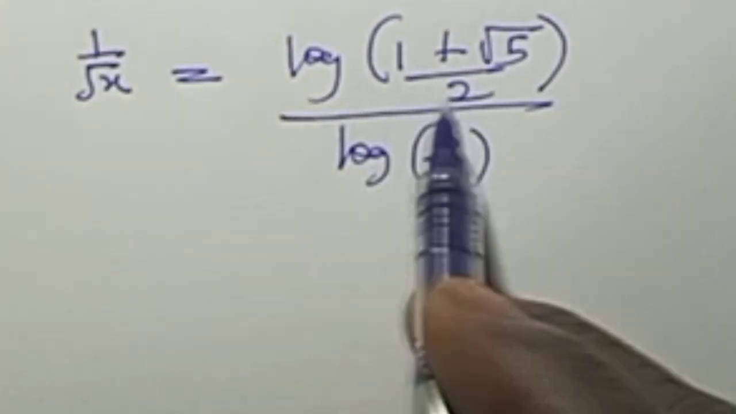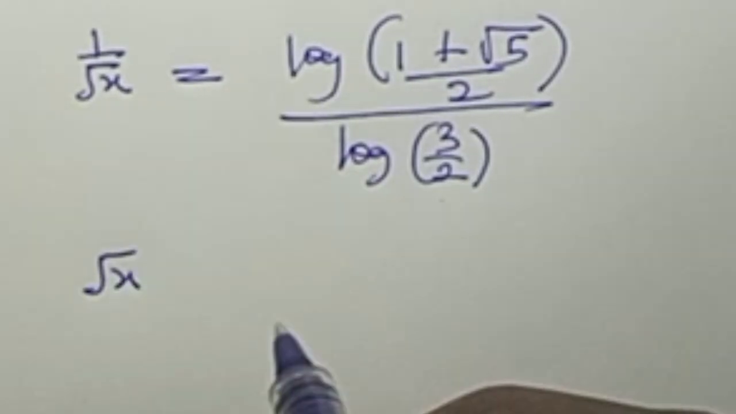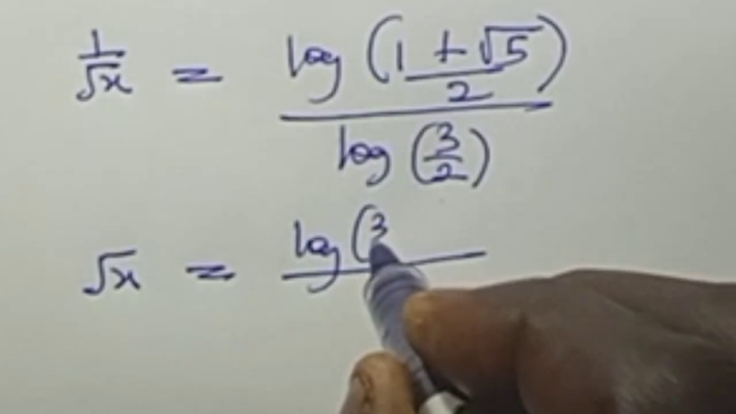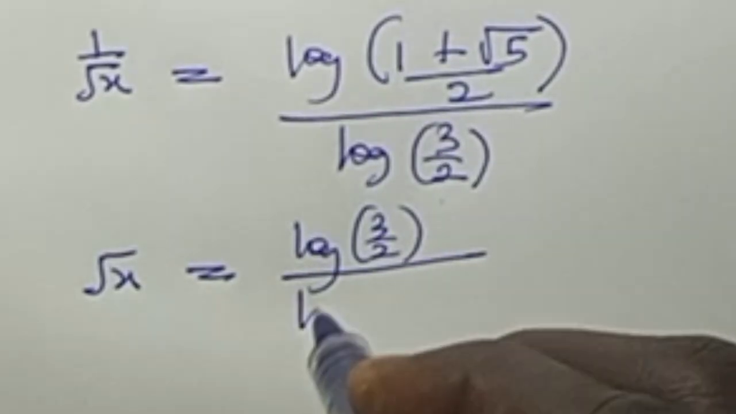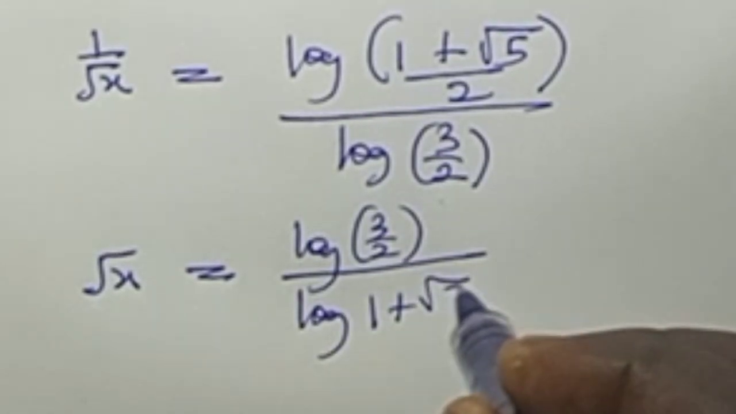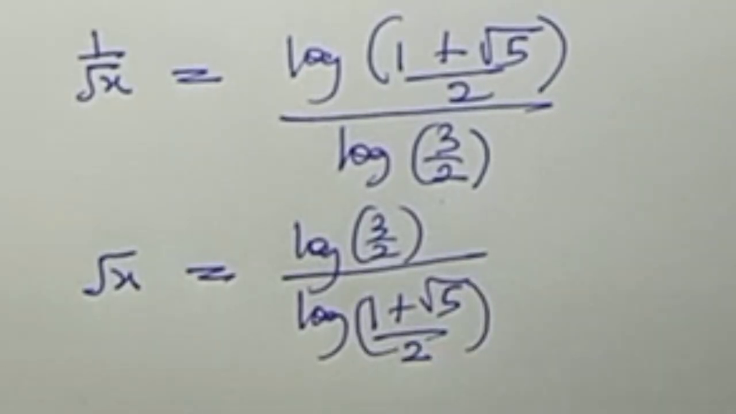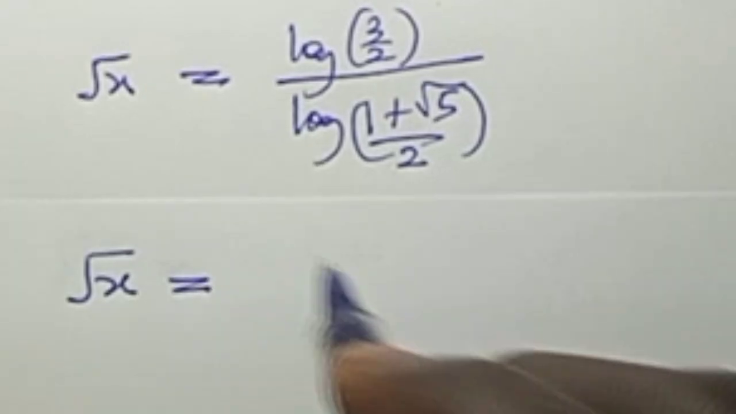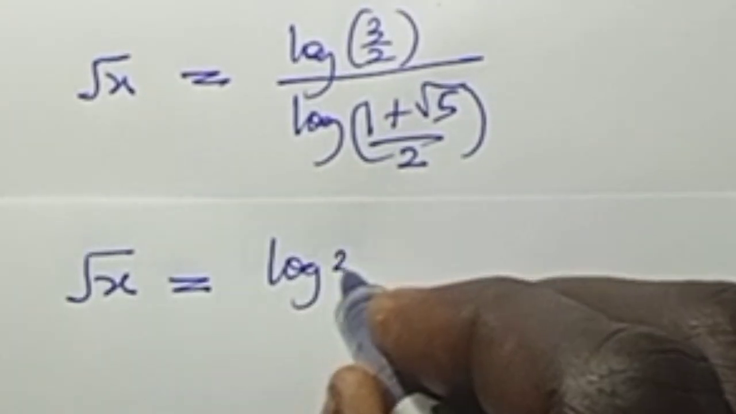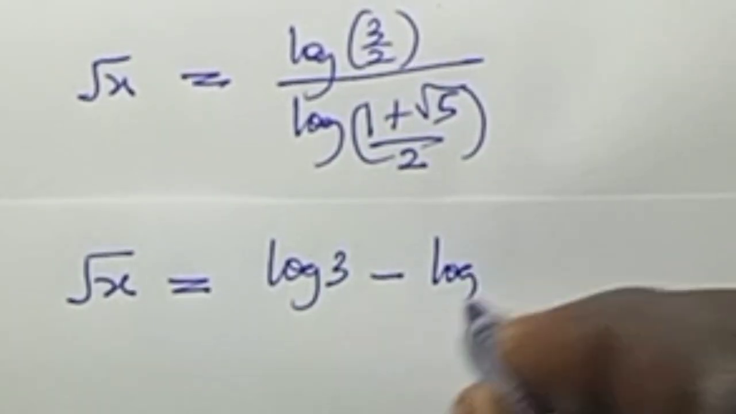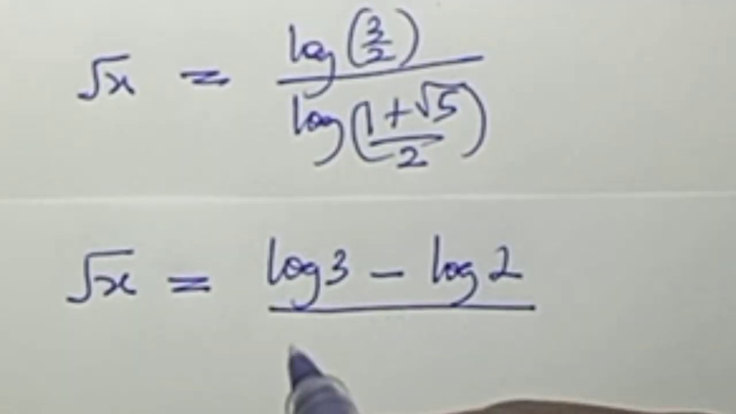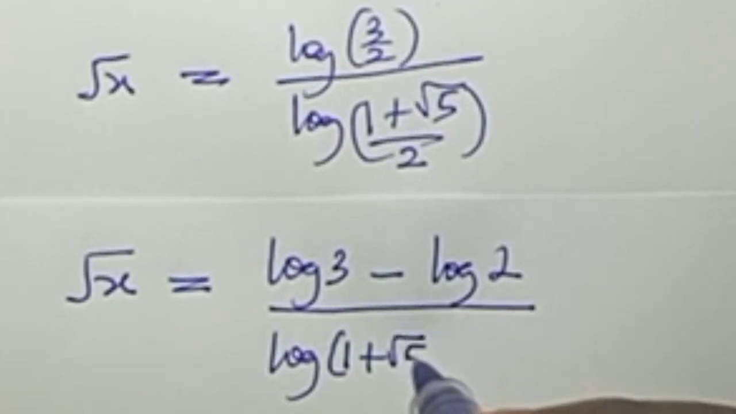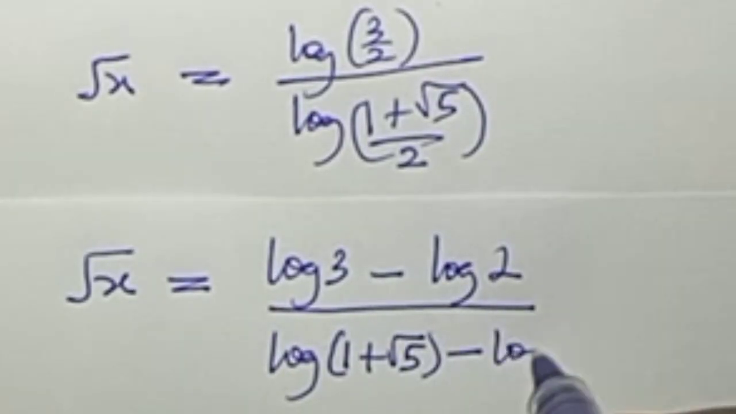If you take the inverse of this, it becomes root s equal to log 3/2 all over log of (1 plus root 5 over 2). So square root of s can also be written as log 3 minus log 2 all over log of (1 plus square root of 5) minus log 2.